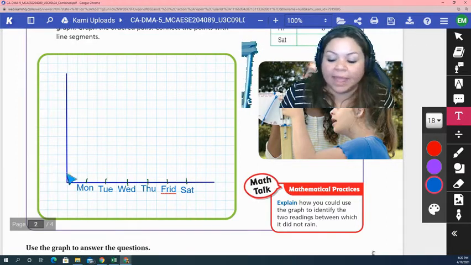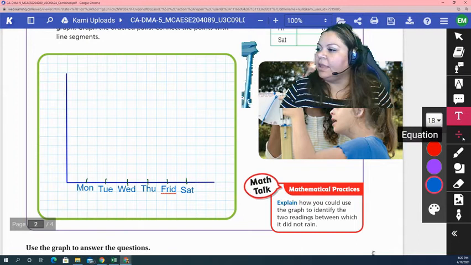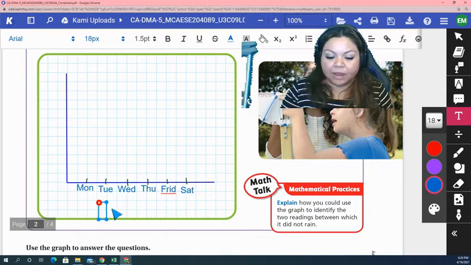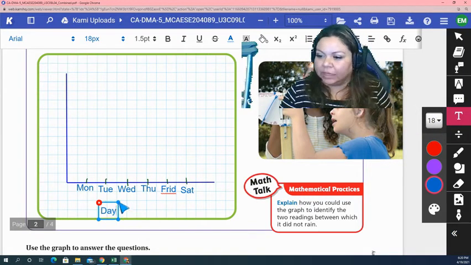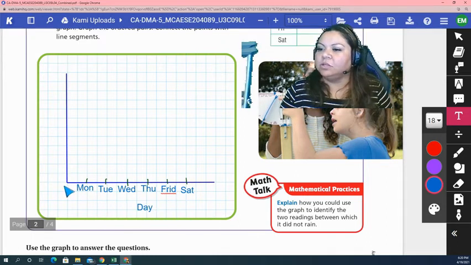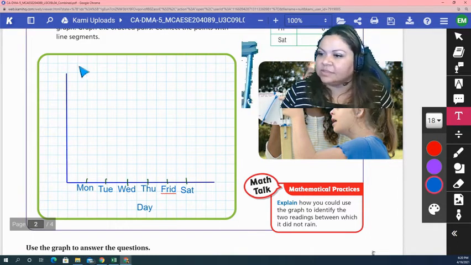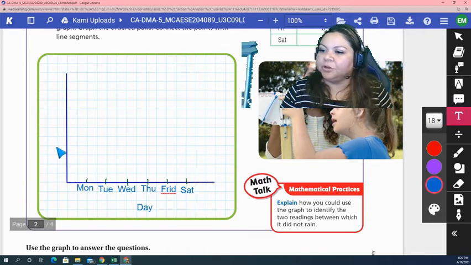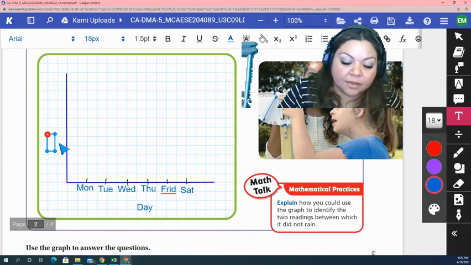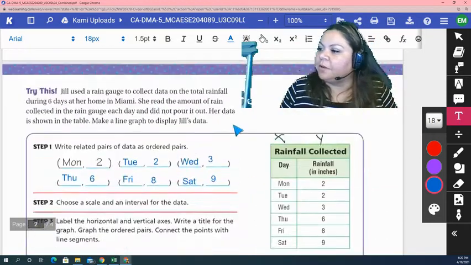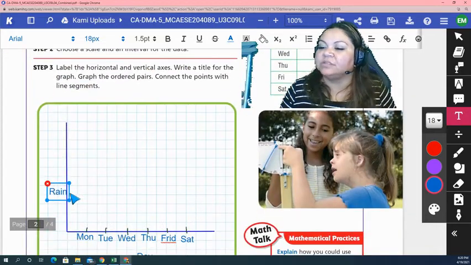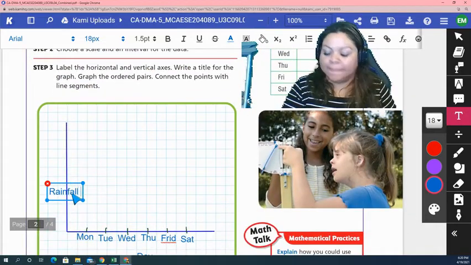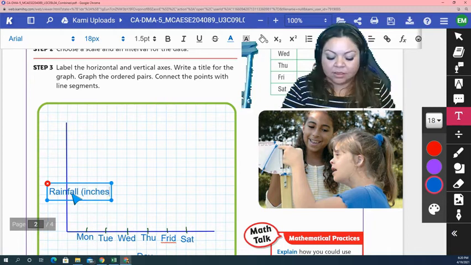Okay, and now I'm going to go ahead and label this part. So here I'm putting the day of the week. And now I'm going to do the next part. And on this side, I'm going to put the rainfall. And if you look up here, it's rainfall in inches. So I'm going to put rainfall in parentheses, inches.